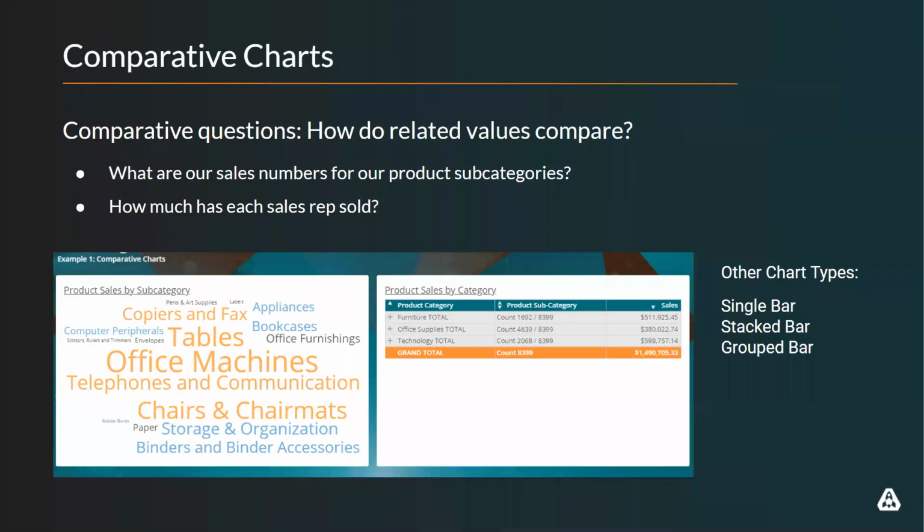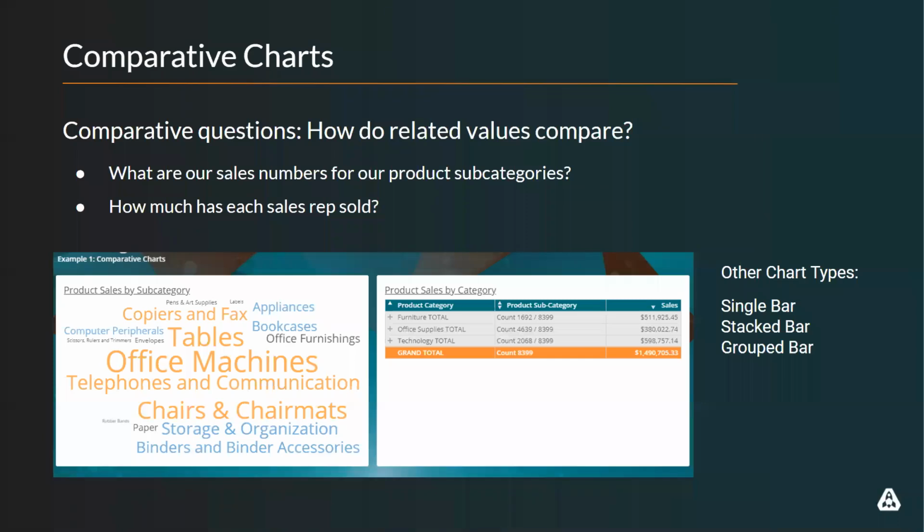First of all, let's talk about comparative charts. Comparative charts answer questions like how do related values compare to one another? It's one of the simplest types of charts that you can do. Some example questions are, what are our sales numbers for our products and categories, and how much has each sales rep sold? Below I have 2 examples that we can talk through. The left is a word cloud. It's a really cool little visualization that breaks it up from normal stuff like bar charts and tables. You can see that we have our product subcategory labels there, and the size of each product subcategory is denoted by the amount of sales that each of them has accrued.